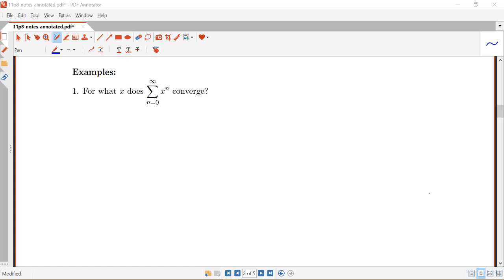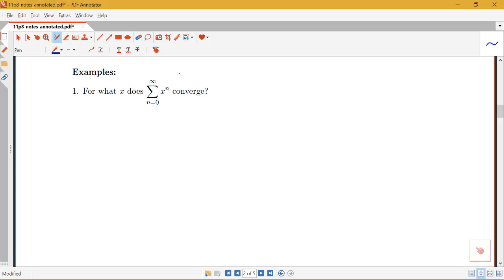In this video, we're going to be looking at 3 examples of cases where we want to determine where a power series converges. So in this first example, I have a sum from n equals 0 to infinity of x to the n, and I want to find the x values for which this particular power series converges. One thing I want to notice is that this power series is centered at 0. That means a is equal to 0 in our general power series form here.